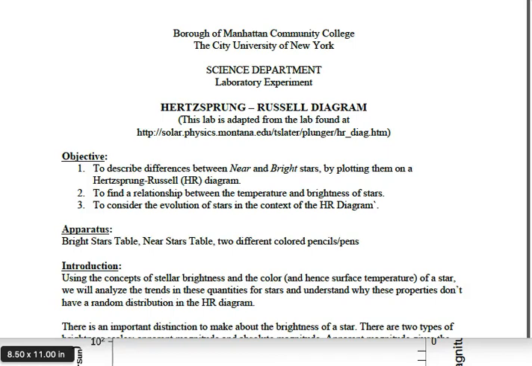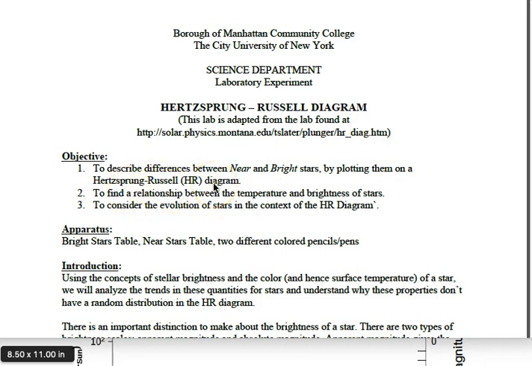The Hertzsprung-Russell diagram lab is a lab designed to introduce you to this plot. And we would be plotting stars in two different classifications. We would be plotting a collection of near stars, which are stars that are near our solar system, and a collection of the bright stars that in the night sky are most apparent. And we would plot these two collections of stars and compare how they appear on the Hertzsprung-Russell diagram.